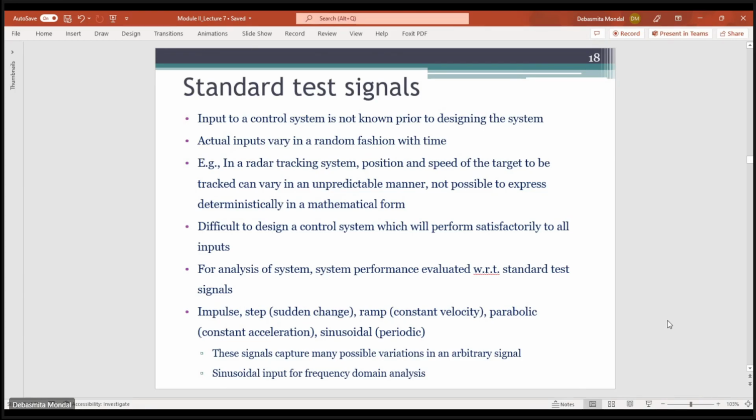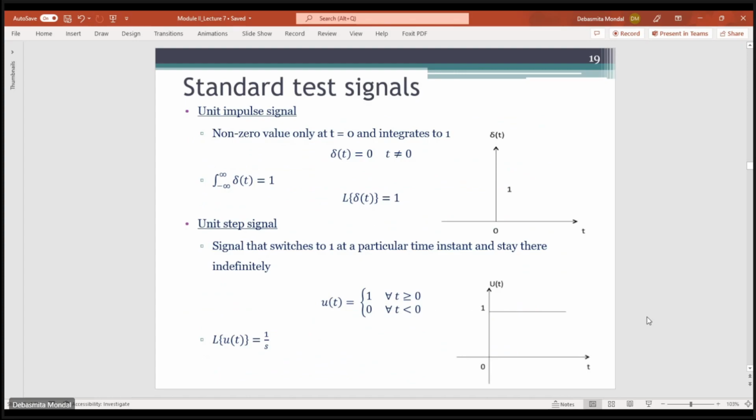If you have a sudden change in the input signal, and that sudden change is prolonged for a long time, the effect of that kind of signal on the output can be represented if we study the performance of the system using a step input. That's how we have selected. So there are these four standard test signals: impulse, step, ramp and parabolic. These four kinds of signals are usually used for studying the time response characteristics of a system. Now let's see a unit impulse signal.